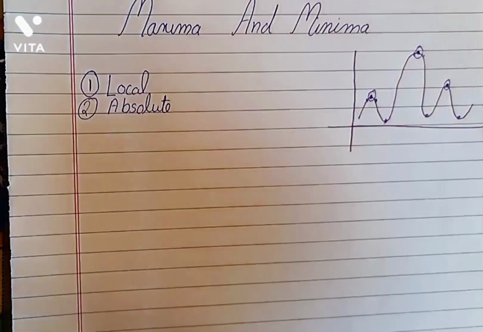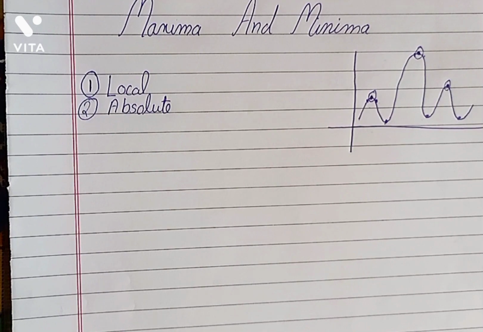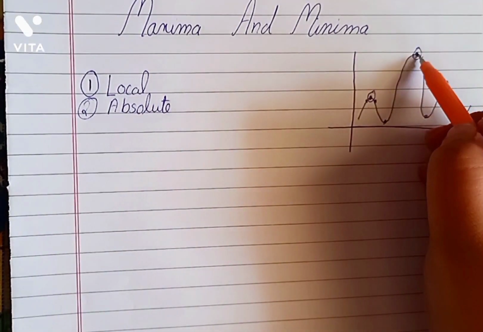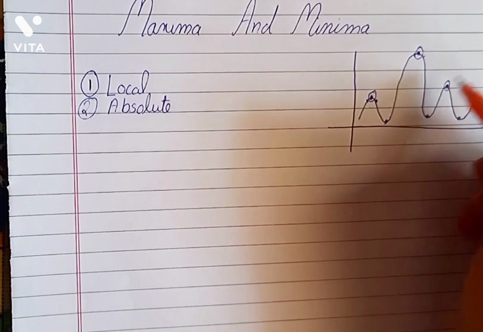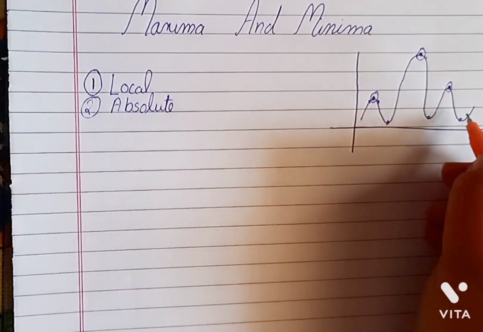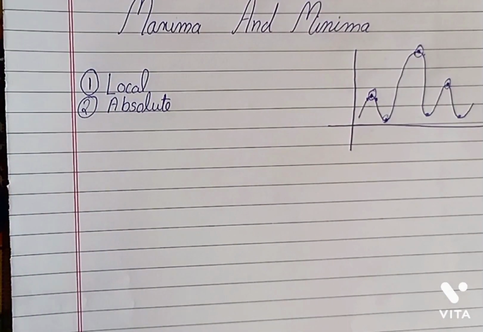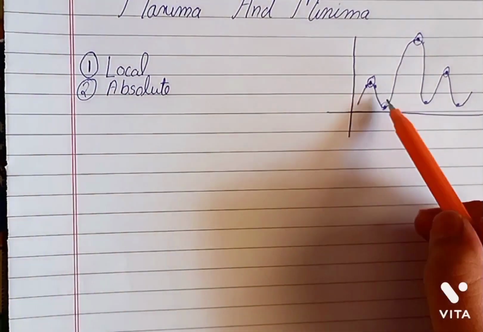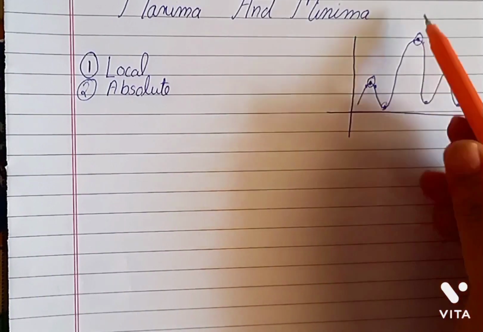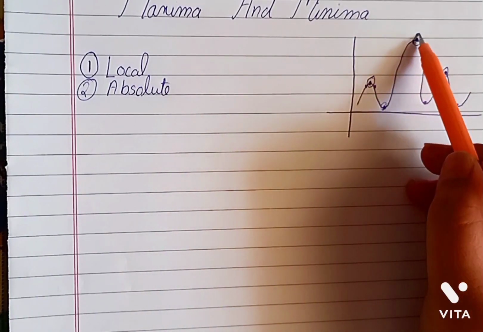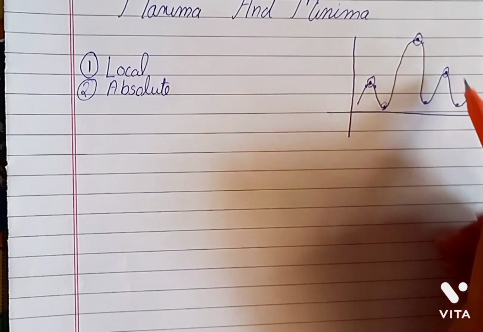This also. But there is one point which is higher than all. This is the point which is higher than this and this also, and this is the point which is lower than this and this. You could compare this, it would be the least. So this is the absolute minima and this is the absolute maxima, as it attains the highest point overall.